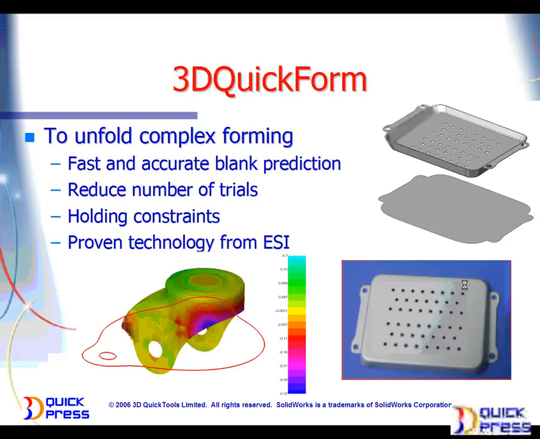Now, for more complex unforming, or unfolding I should say, we have 3D Quick Form. This is for the complex forming areas of a part, and it could be just a region. It doesn't have to be the whole part. We can do a number of trials or a number of projects per part. We do offer something very unique in this price zone, and that's holding constraints. The ability to constrain part of the part while the rest of it flows.